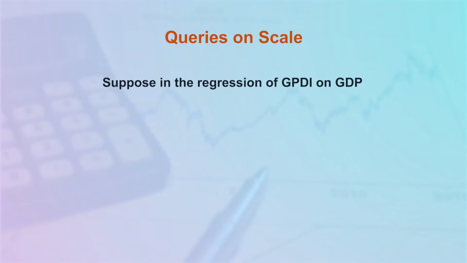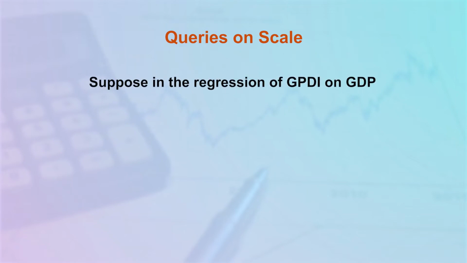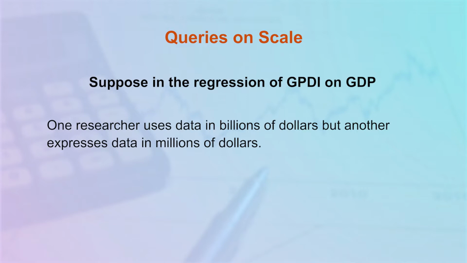Now we are focusing on a particular example based on applications. In this example, we raise a lot of queries, that means we want to understand what can be the responses to these queries. First of all, we look at a regression of GDPI, that means gross personal disposable income, on gross domestic product, GDP. So basically GDPI is an independent variable and GDP is a dependent variable, as per the language of the statement. The researcher uses data in billions of dollars.